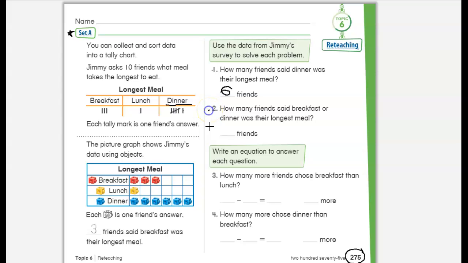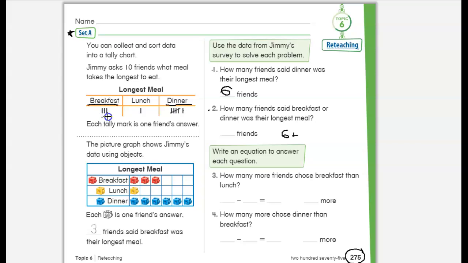For number 2, it says how many friends said breakfast or dinner was their longest meal. We need to use the tally chart and count both breakfast and dinner choices. For number 1, we said that 6 friends voted that dinner was their longest meal. If we take the 6 from dinner votes and add the breakfast votes, how many votes do we have for breakfast?